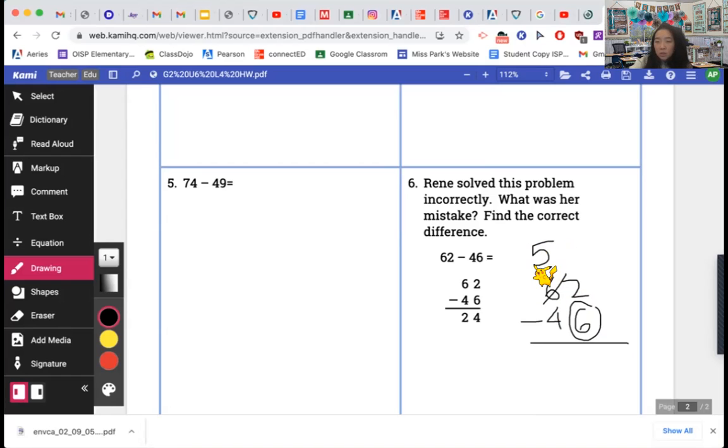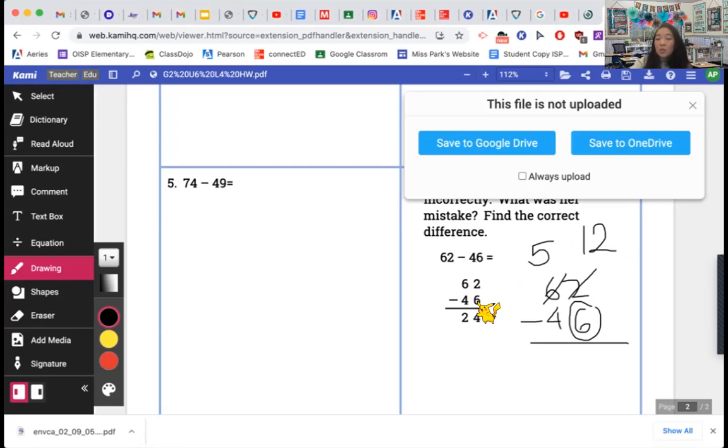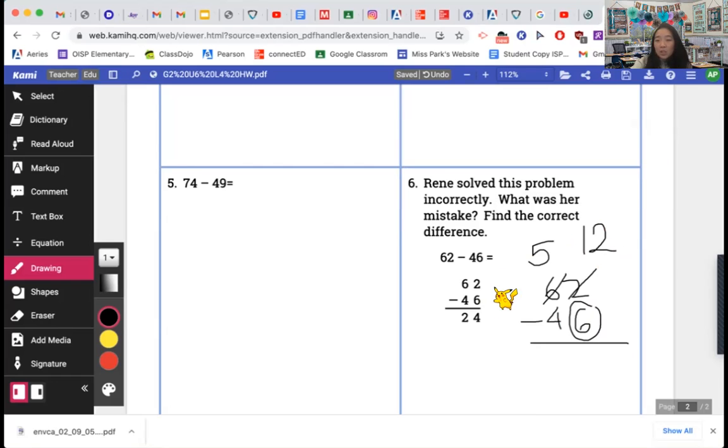So we need to go next door. So 6 becomes a 5 and then get 10 more. So 2 becomes a 12. What she did was she subtracted 6 minus 2. She should have done 12 minus 6 and then 5 minus 4 equals 1. So her mistake was she subtracted 6 minus 2, whereas her answer should have been 16.